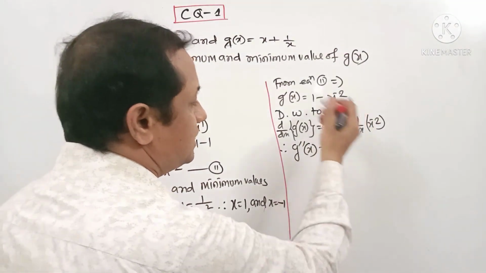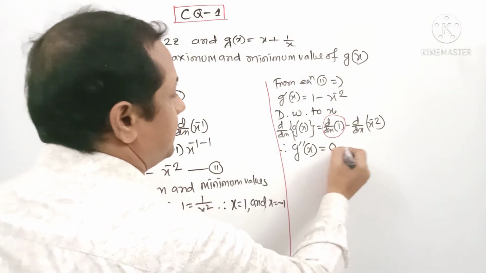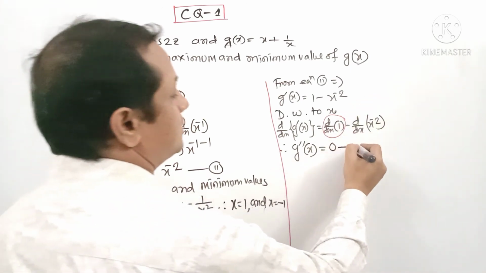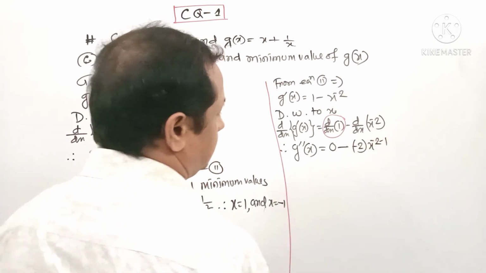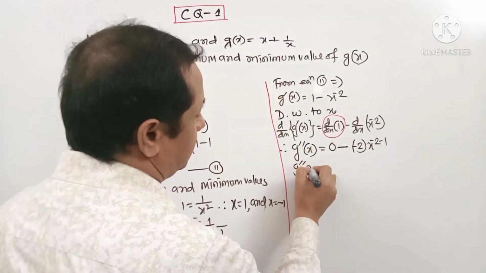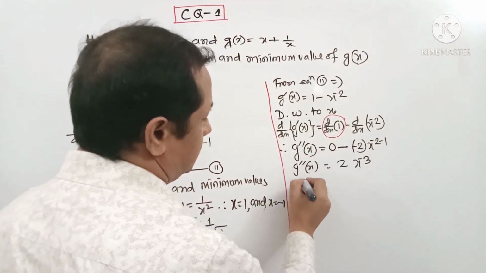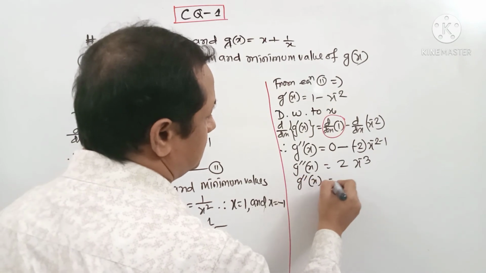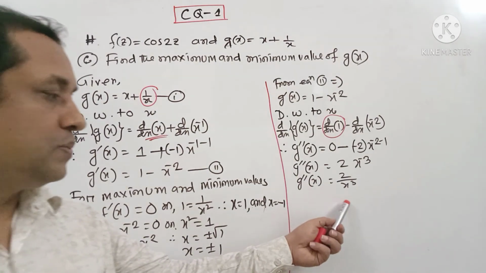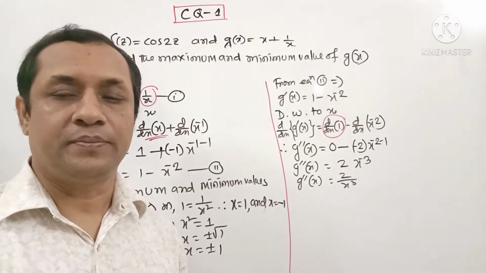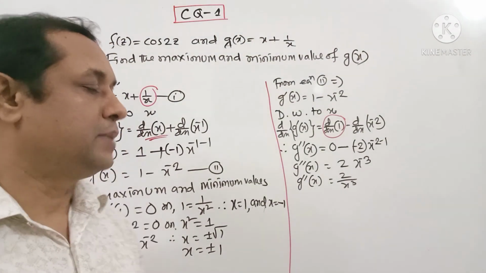Here using the formula, d/dx of a constant equals 0, and for minus x to the power minus 2, we take the power to the first position: minus 2, x to the power minus 2 minus 1. So g double prime x equals minus minus, which will be plus 2 x to the power minus 3. So g double prime x equals 2 by x cube. Now putting the value of x equals 1 or x equals minus 1.